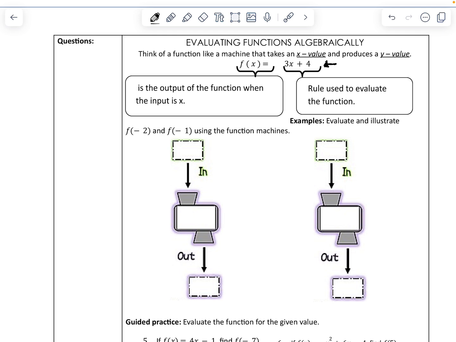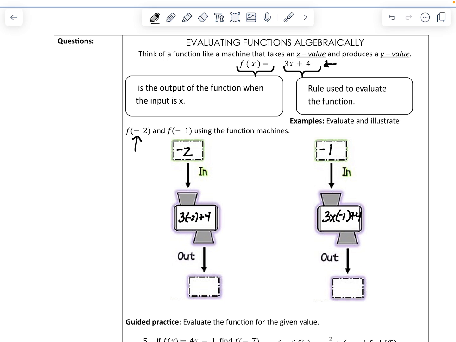So let's write our function as our little machine. So we're going to have 3x plus 4. But instead, we're going to replace that x with whatever we put inside those parentheses. So in this case, we're going to do f of negative 2. So our input's going to be negative 2. So I'm going to put it right here where the x was. And in the second case, it's going to be negative 1. So I'm going to put it right in there where the x was instead.